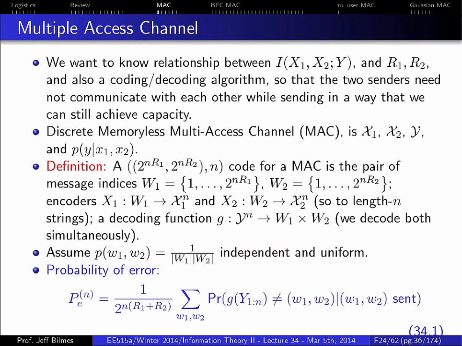And we have a definition of the probability of error. What this says is, given that we've sent W1 and W2, what's the probability that we've decoded something other than W1 and W2? And then we're summing that probability over all possible combinations of message sends. So that means there are 2^{n(R1+R2)} possible terms in the sum, and we're just taking the uniform average. Okay. Everybody with me?